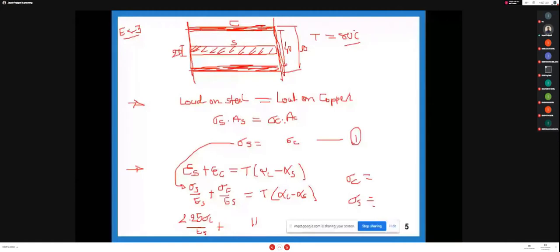So area of copper કેટલો થશે? તો કે pi by 4 50 square minus pi by 4 40 square because of hollow tube છે. And area of steel rod now pi by 4 20 square. So just simplify this equation. We are getting the first one.